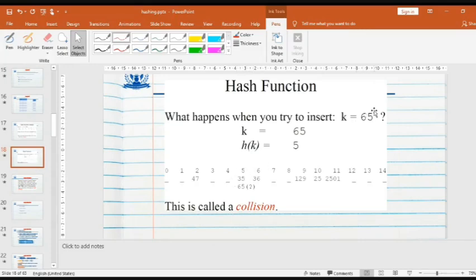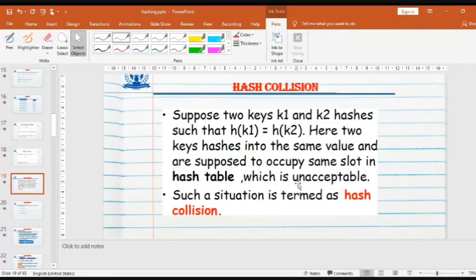So if we try to insert 65 at location 5, it results in a condition known as collision. We cannot store more than one element at a single index. This is the definition of hash collision: suppose two keys k1 and k2 hash such that h of k1 equals h of k2. Two keys hash into the same index and are supposed to occupy the same slot in the hash table. This is not acceptable, and such a situation is known as hash collision.